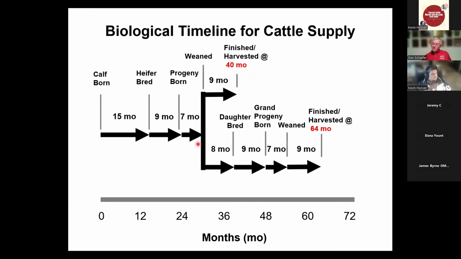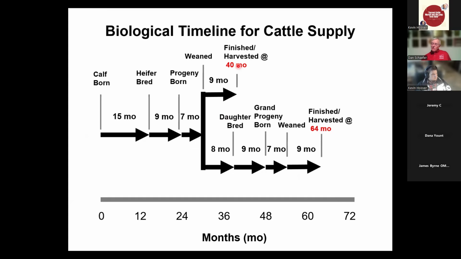On the other hand, this heifer could be retained to increase the cow herd size. So she would be a breeding herd replacement animal, in which case the daughter is bred, her grand progeny is born, that calf is weaned, sent to a feedlot, and that animal is harvested approximately 64 months after the grandmother was born.